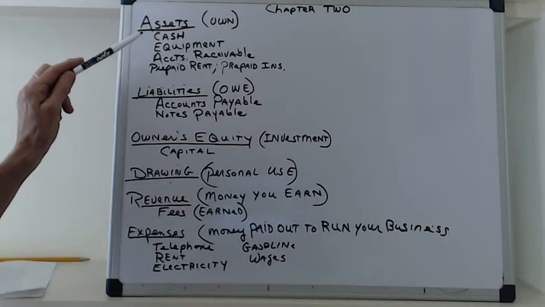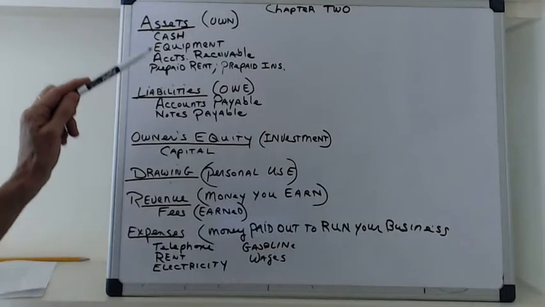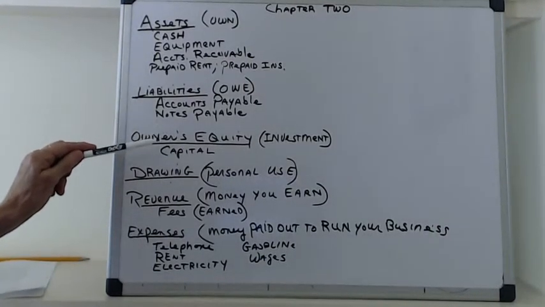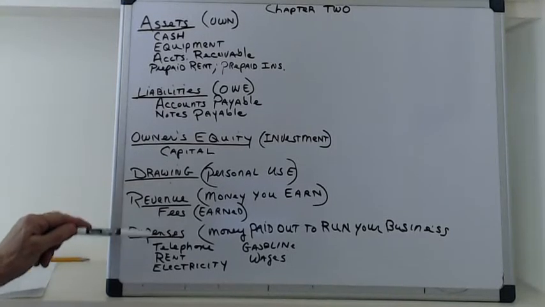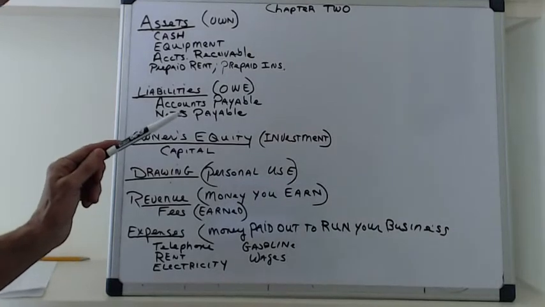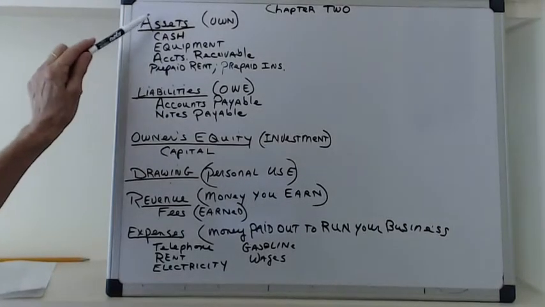But there are 6 major categories that we're going to be using: assets, liabilities, owner's equity, drawing, revenue, and expenses. And I'll explain to you what those are as we go on. So we'll start with assets.